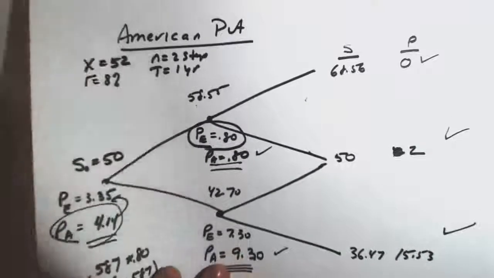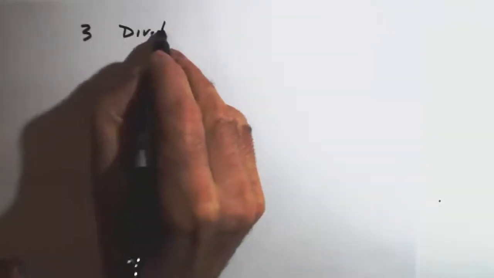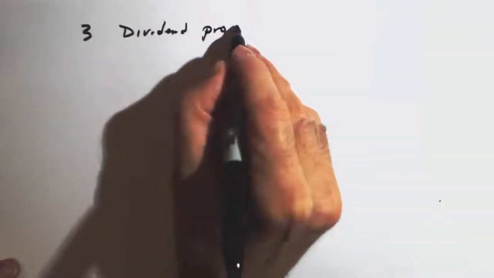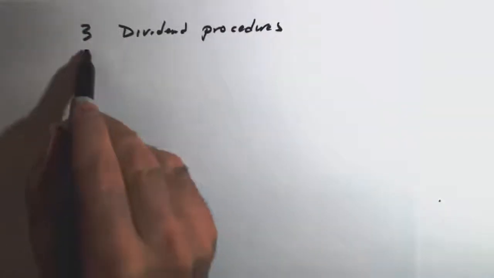Now let me move into dividends. What do we do with dividends? Let me just explain it to you without going through the lattice work, because it can be a bit tedious. There's three things you can do to try to handle dividends. Three dividend procedures to handle these.